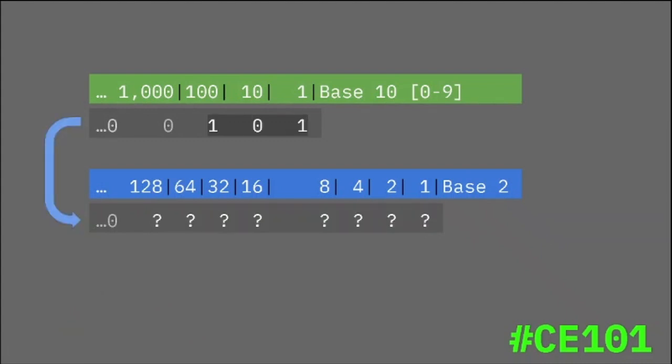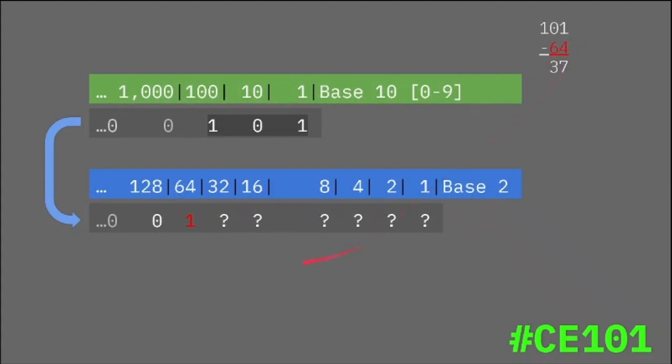Okay, but what if we have a normal base 10 number and want to know what it looks like in binary? Start with your number, let's say 101. Next, find a digit in binary which has the closest value to 101 without going over. In our case, that's 64. Subtract 64 from 101, leaving you with 37 left over.